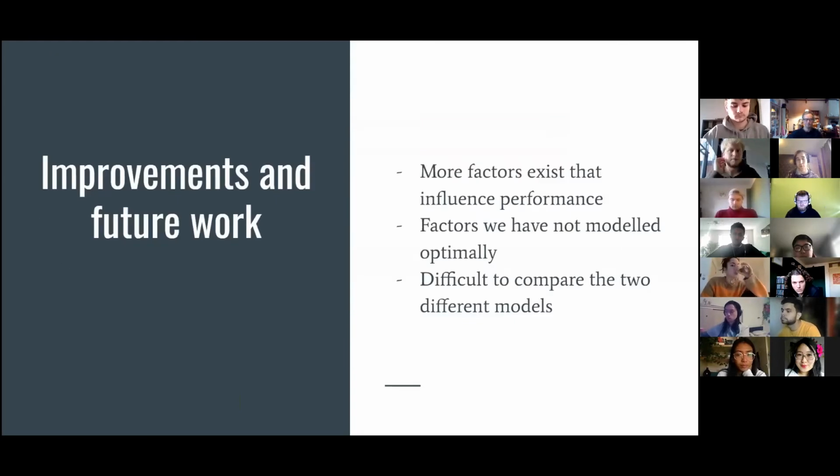So there are some improvements and future work to our work. There are more factors that influence performance, but because we didn't have time to increase the model, we didn't see every factor. Some factors are not modeled optimally. For example, the extrinsic motivation, we only assume it is influenced by the performance, but it can be influenced by many other things.